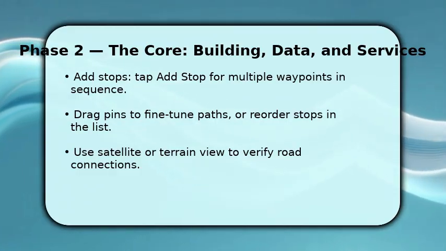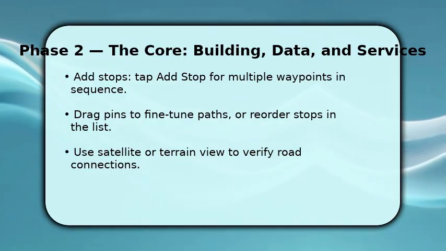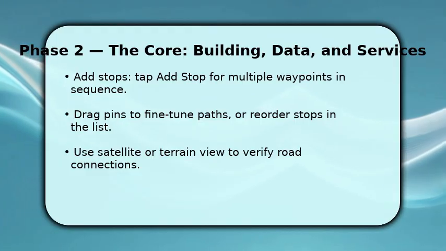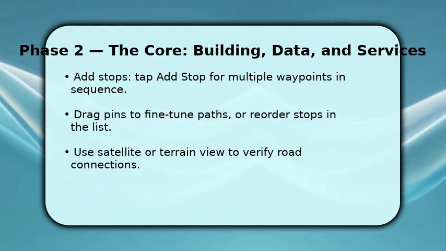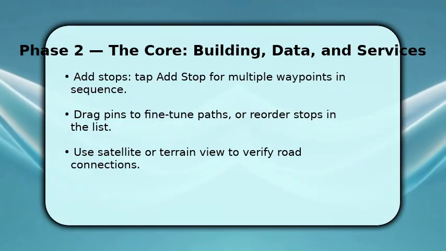Drag a stop up or down, because order changes the route. You can also drag pins on the map to snap to specific streets, which is useful when mapping complex turns. Use satellite or terrain view to confirm road continuity. This helps avoid private roads or dead ends that could break your planned route.